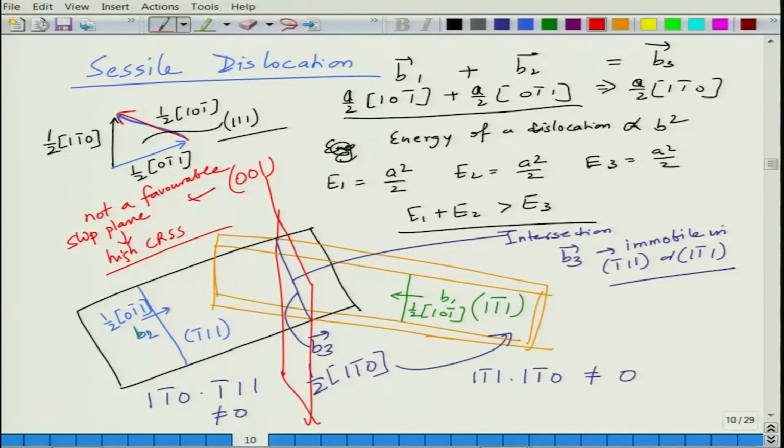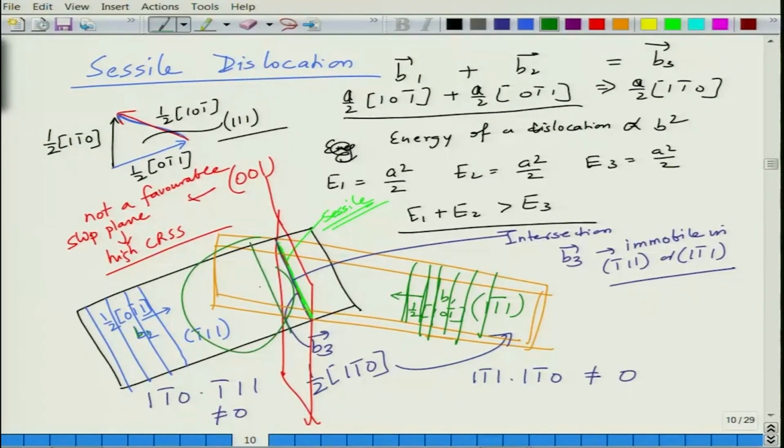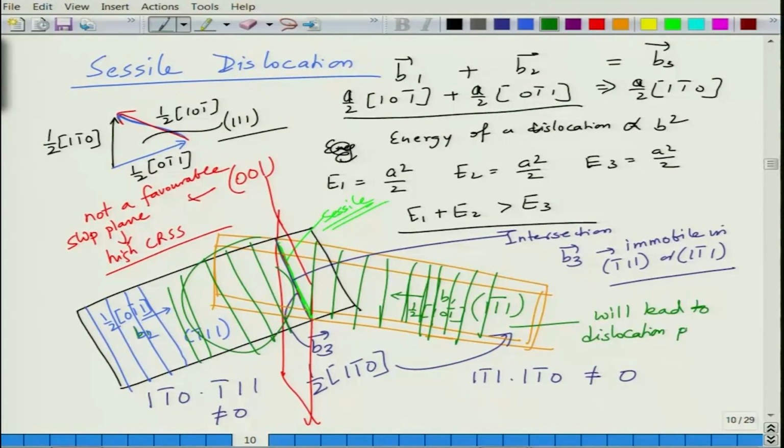So, essentially when you form this kind of dislocation at this point, we call it a sessile dislocation, or immobile dislocation. When you form this sessile dislocation at this point, all the dislocations which were moving behind it, when they pile up, they create many of these. So, this cannot move. This has become immobile. So, all of these dislocations will get piled up, they will all reach this point, and basically this will lead to dislocation pile up.